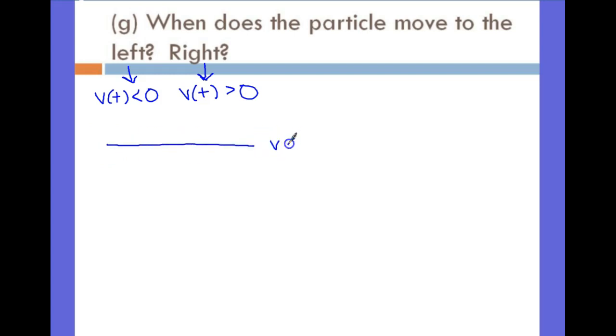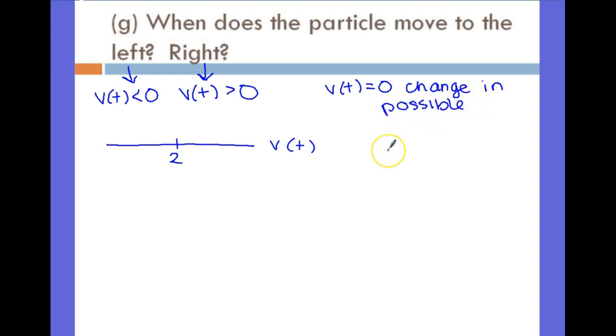So if you think about velocity in terms of this problem on a number line, at 2 seconds, the velocity was 0. 0 isn't positive or negative, it's neither, so it's not left or right. It represents a change in direction. So when velocity equals 0, it's a change in possible direction. It doesn't have to be, it's just a possible change.